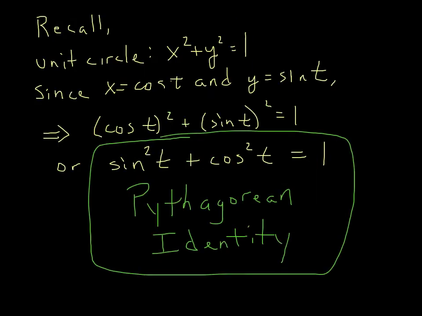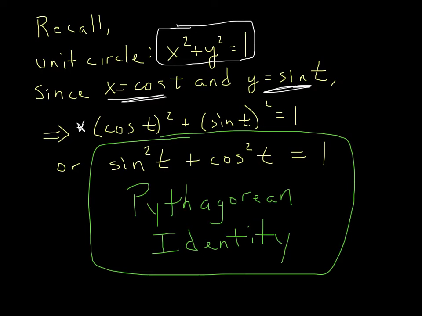All right, and so if we recall the unit circle, remember the unit circle was defined as the equation of x squared plus y squared equals 1. And since we know that x is really associated with cosine of t and that y is really the sine of t, we can substitute again and get a new equation here with cosine t squared plus sine t squared equals 1. And we can rewrite that.